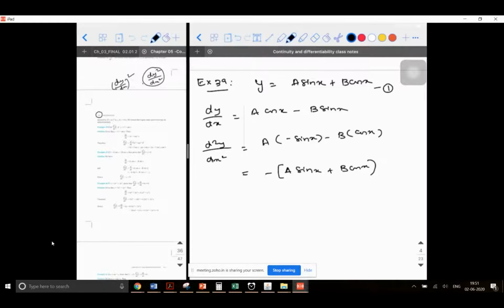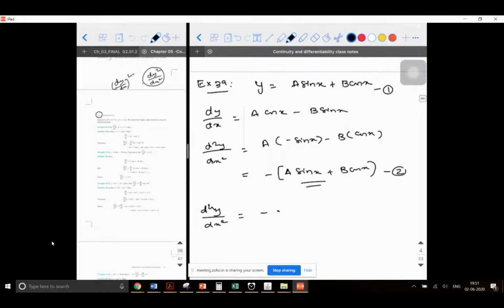If I take this equation as 1, this as 2, then d square y by dx square will be equal to minus of a sin x plus b cos x, which is y, which implies d square y by dx square plus y is equal to 0. Is that clear? So we have proved. This is how you do it. So there is a simple problem.